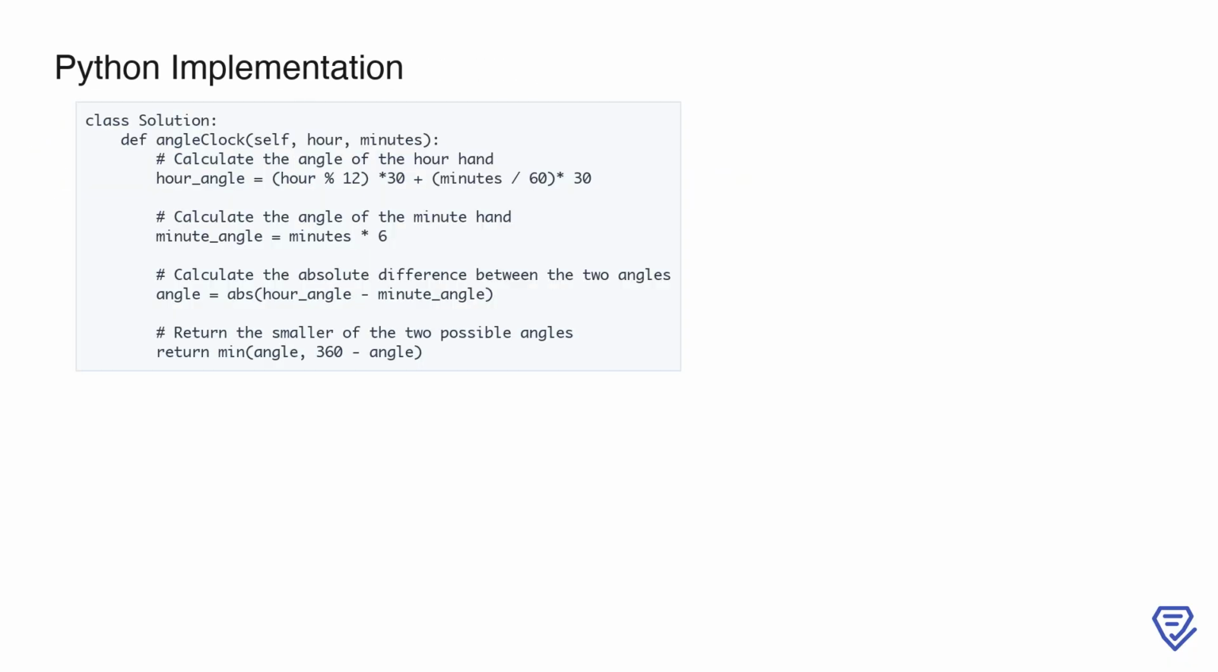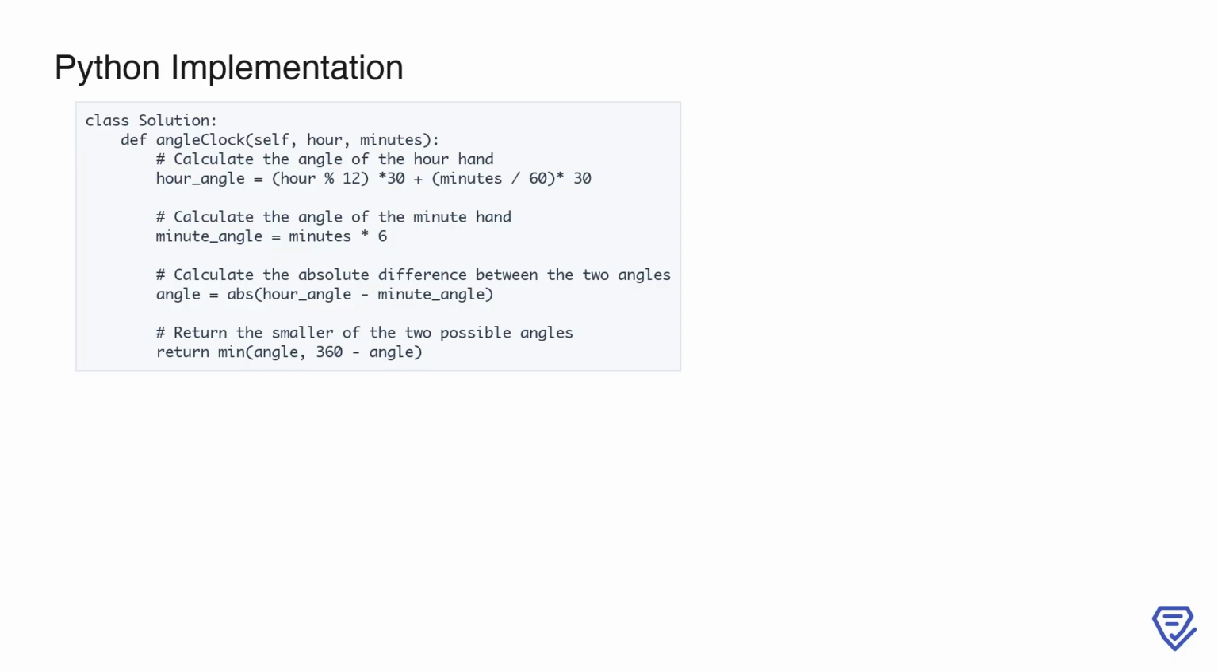This Python implementation solves LeetCode problem number 1344, angle between hands of a clock. The goal is to compute the smaller angle between the hour and minute hands of a standard analog clock. The function angleClock takes two parameters, hour and minutes, representing the current hour and minute on the clock. Here's the step-by-step explanation.